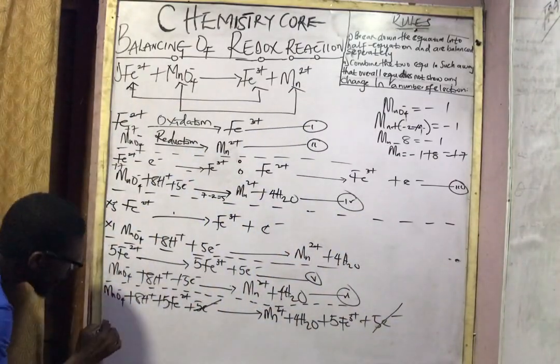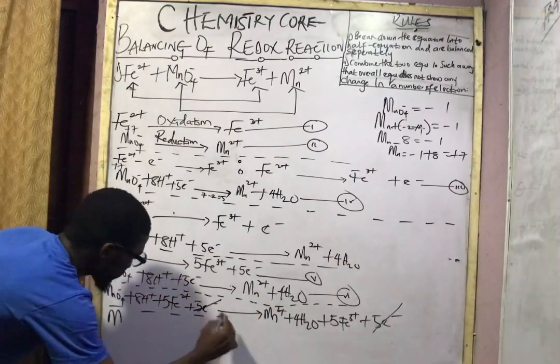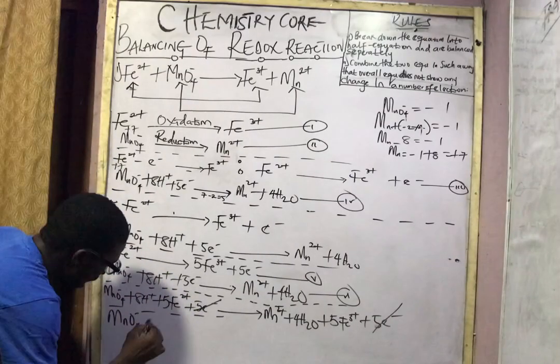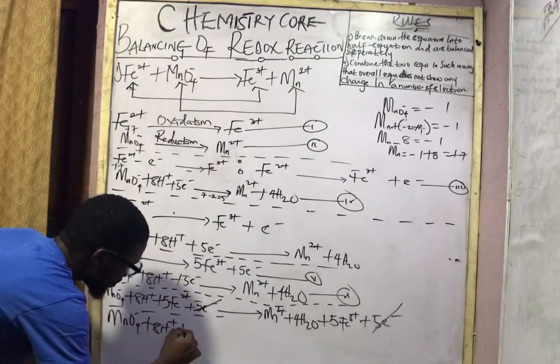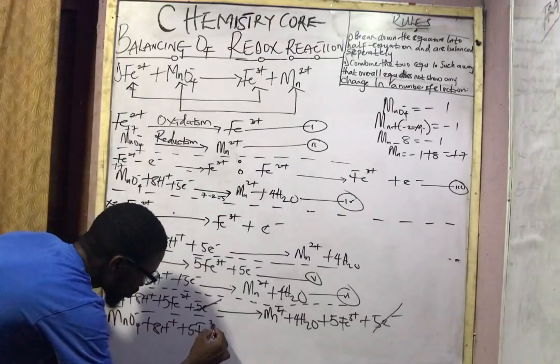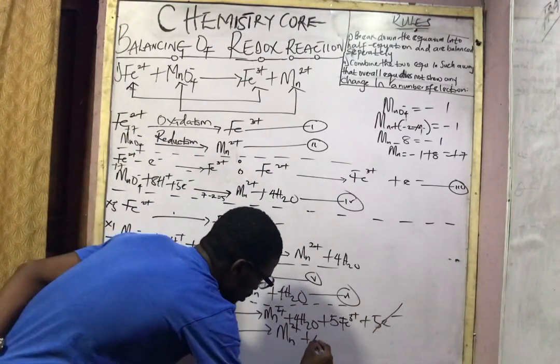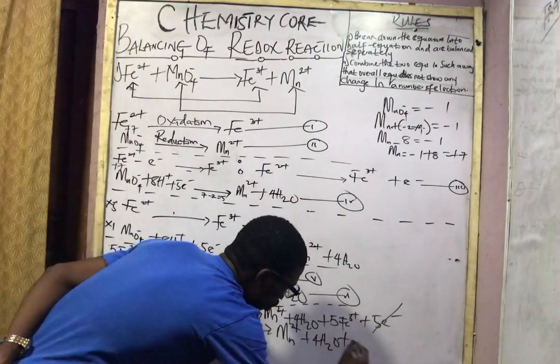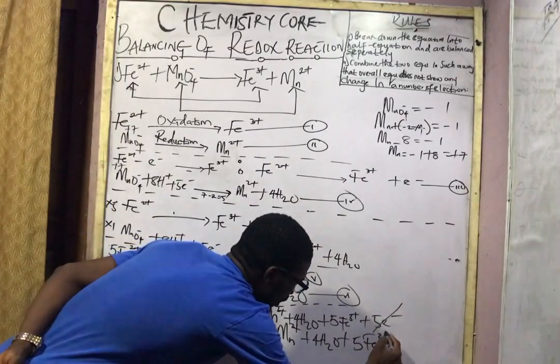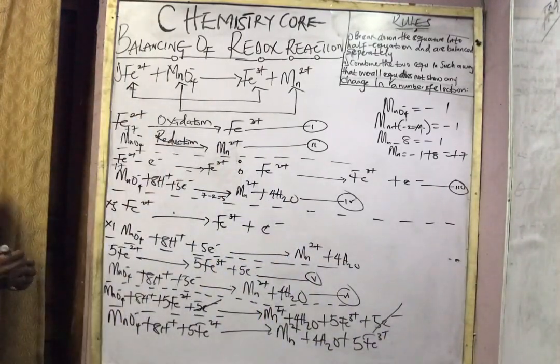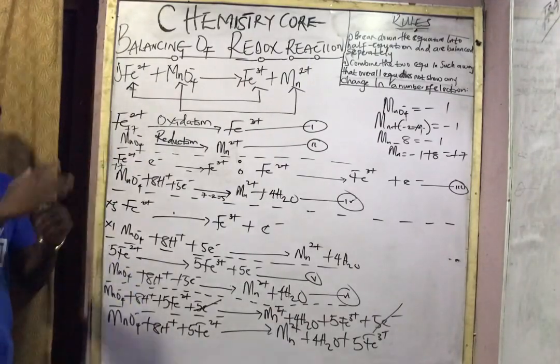And with that, we have MnO4⁻ plus 8 hydrogen ion plus 5 Fe²⁺, giving Mn²⁺ plus 4H2O plus 5 iron 3 positive. So guys, we have balanced this equation in acidic medium.